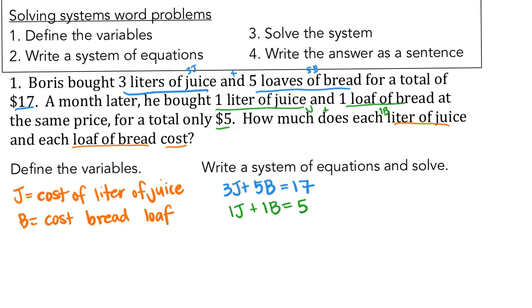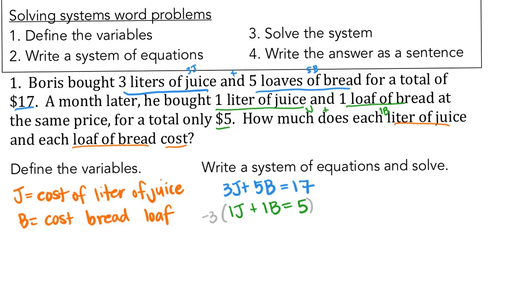Since this is lined up, I'm going to use elimination. If you want to use substitution, you could minus the B, and you would get J equals 5 minus B, and you could do a substitution. That's one way to do it. Okay, so if I would like to do elimination, I think I'm going to cancel the J's. Since this is positive 3J, this would cancel if it was a negative 3J, so I'm going to multiply by negative 3.